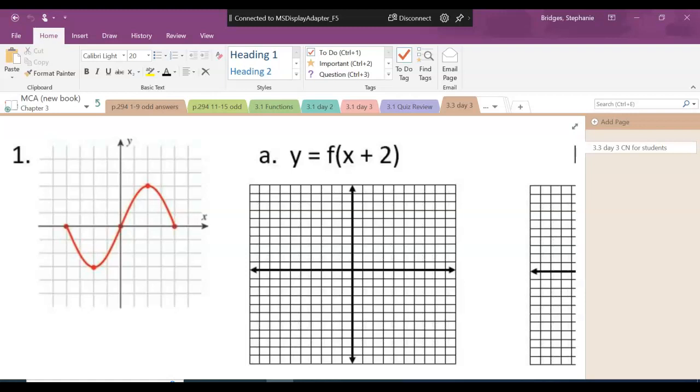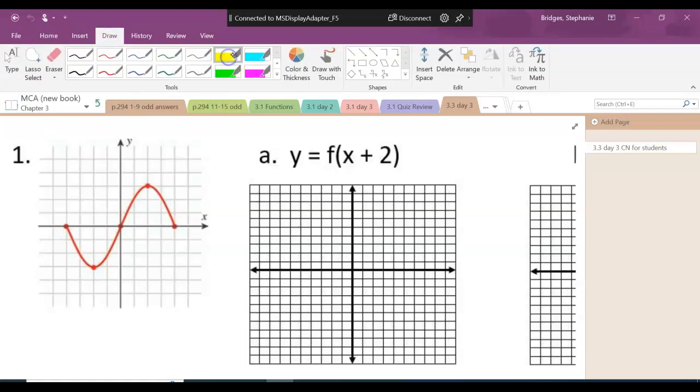So if we look at the new function, it's y equals f of, and in parentheses, x plus 2. So that plus 2 is inside of my function, which means it's going to go which way? It's going to go left. So I'm just going to pick a starting point. I usually start on the left side of the graph, but it really doesn't matter where you start. So I'm going to work on this point right here.